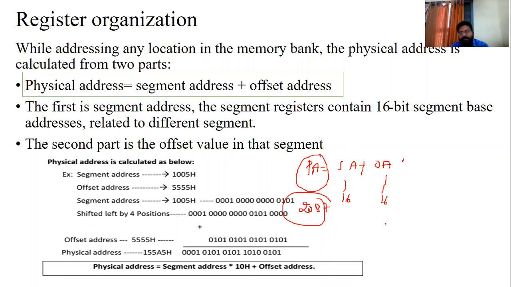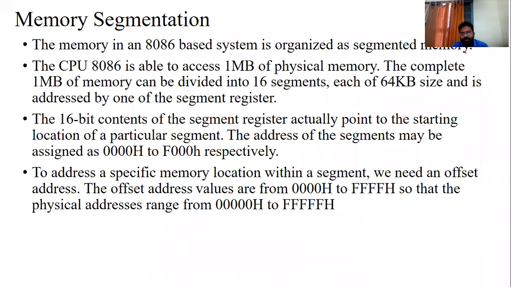How is this formed? You move the segment address 4-bit positions towards the left. In the last class we already calculated this. Shift 4-bit positions to the left on this side, then add the offset. These two together give the 20-bit address.